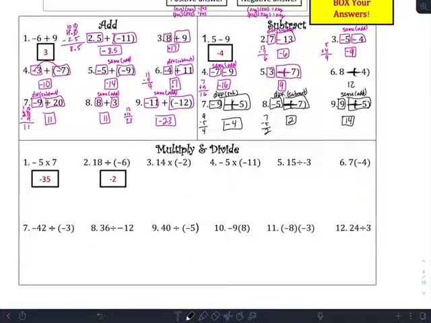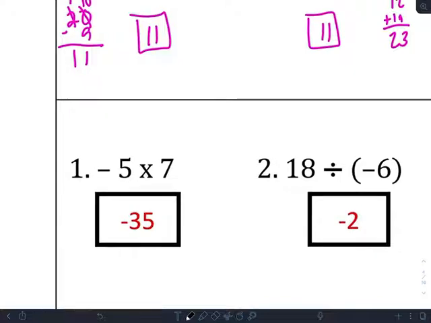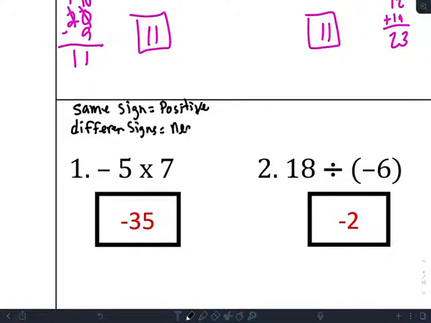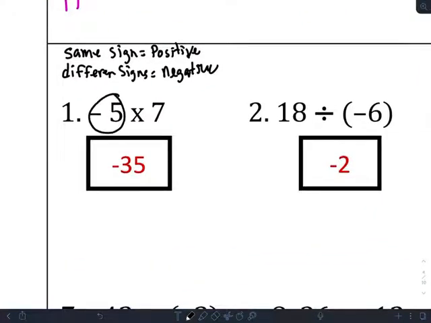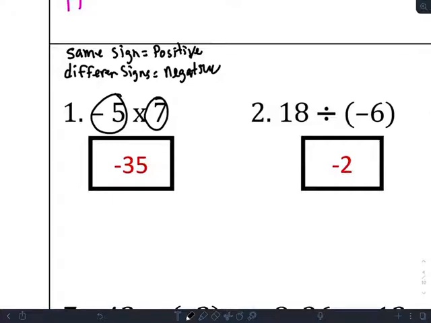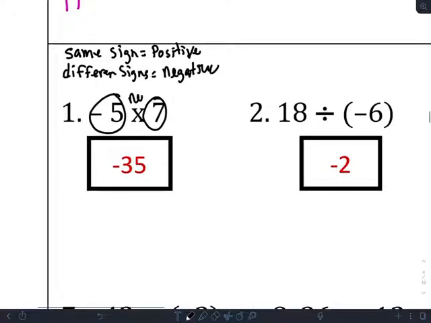Okay. Multiply and divide. These rules are a little bit easier, not as crazy. For multiplication and division, if the signs are the same, your answer is always positive. Same sign equals positive. Different signs equals a negative answer. Therefore, negative 5 times positive 7: they're different signs, therefore my answer is going to be negative.